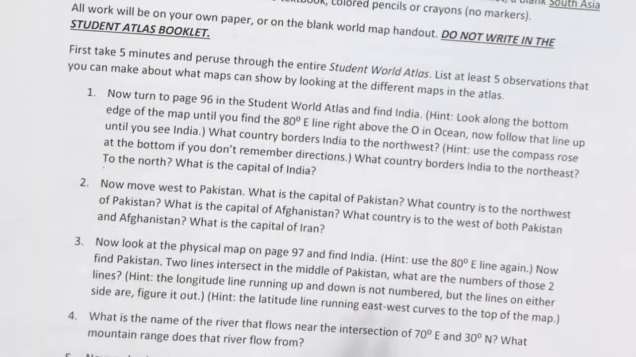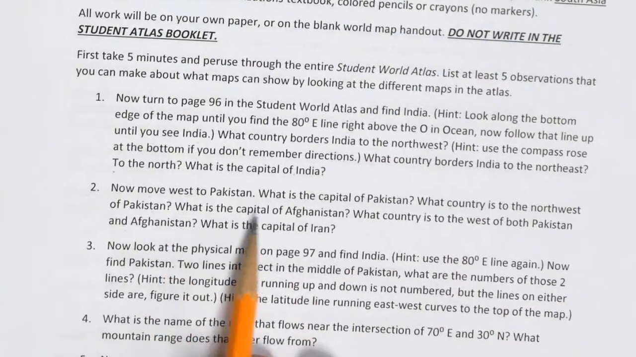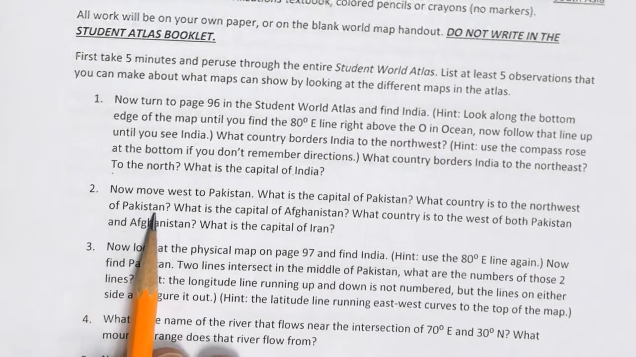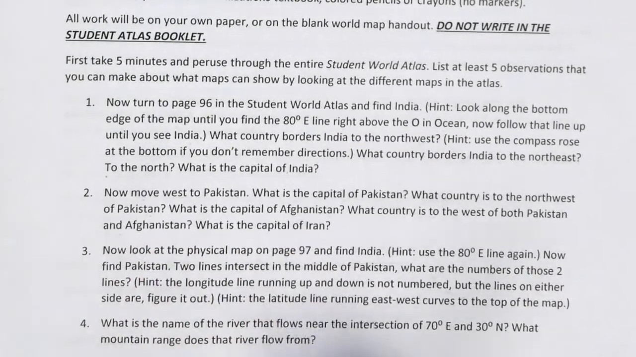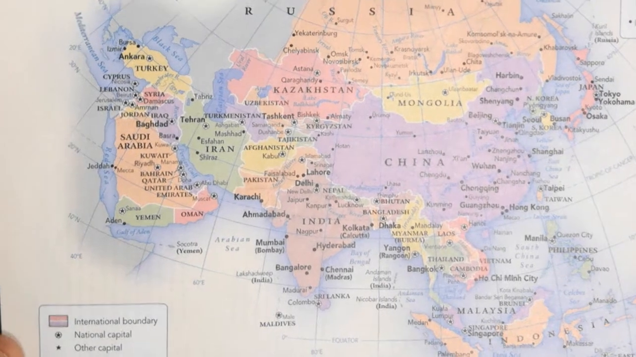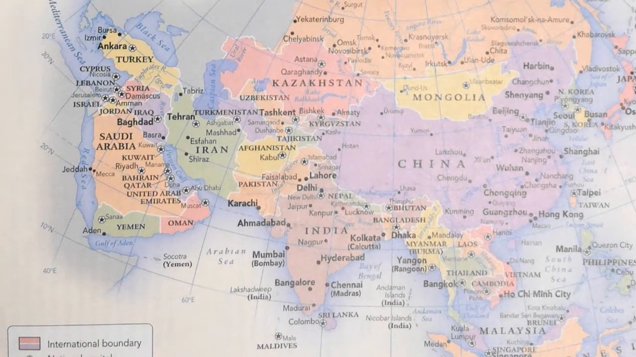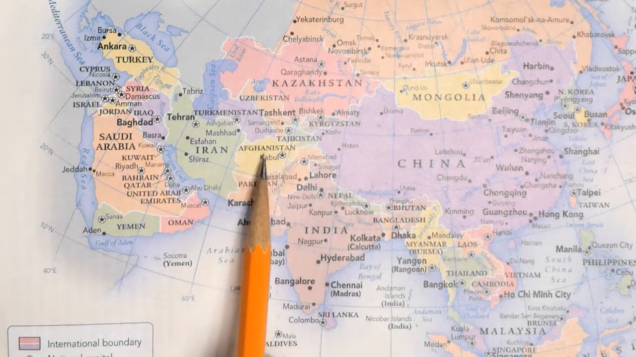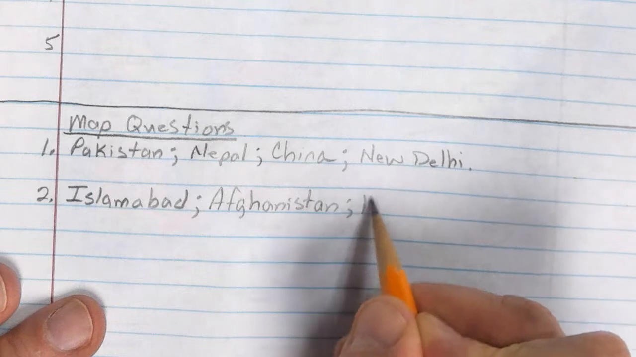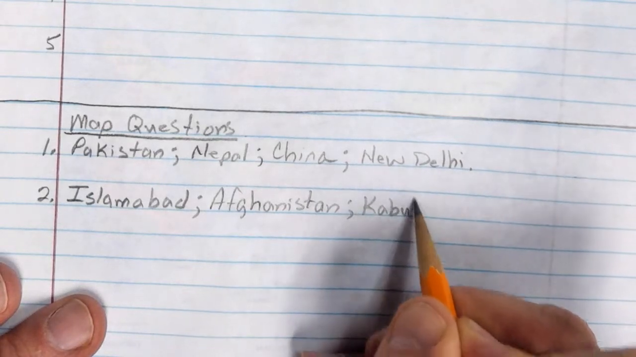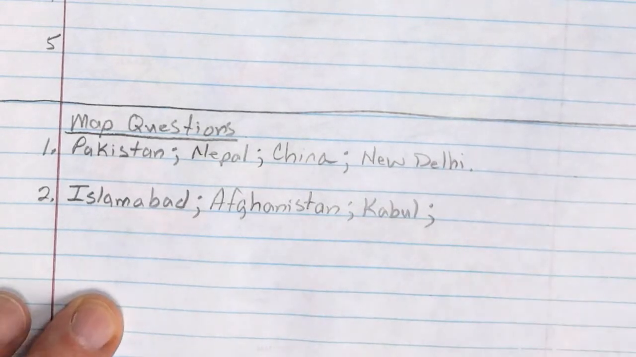Next part of number 2. What country is to the northwest of Pakistan? We got that. What is the capital of Afghanistan? All right. Well, it was that other word. If Afghanistan is all caps, the only other word in the whole yellow country is Kabul. And that's right next to that star. So we go back to our sheet. The third answer for number 2 is Kabul. Semicolon.